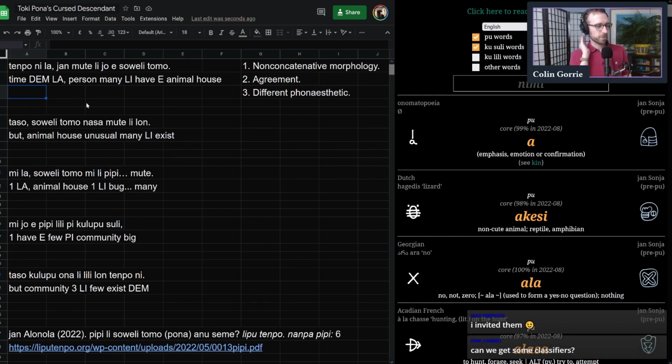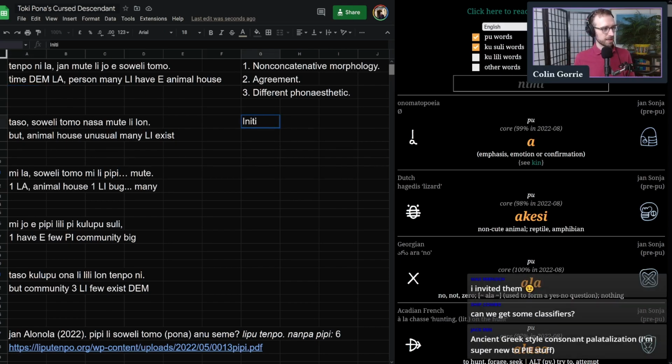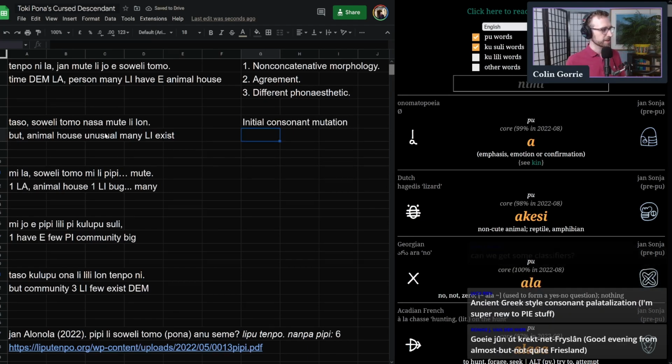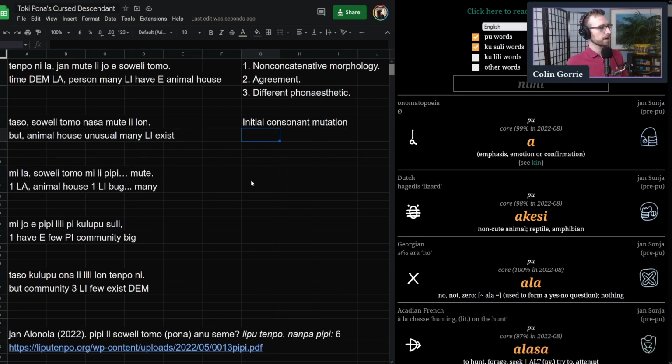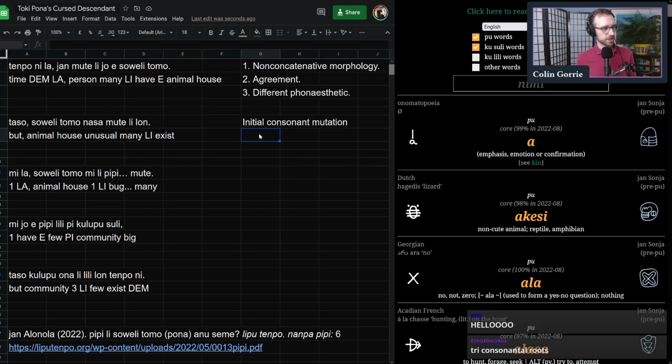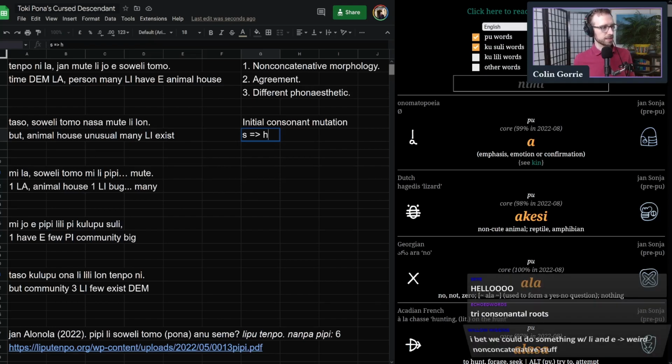How are we going to get non-concatenative morphology? The thing that I would like most is to have initial consonant mutation. This is kind of my favorite bit of morphology. This occurs when the initial consonant of a word changes in different grammatical contexts, and we can see how that might occur. Let's take an example. Say we have a sound change that takes S and turns it into H in between vowels. So this is our sound change.